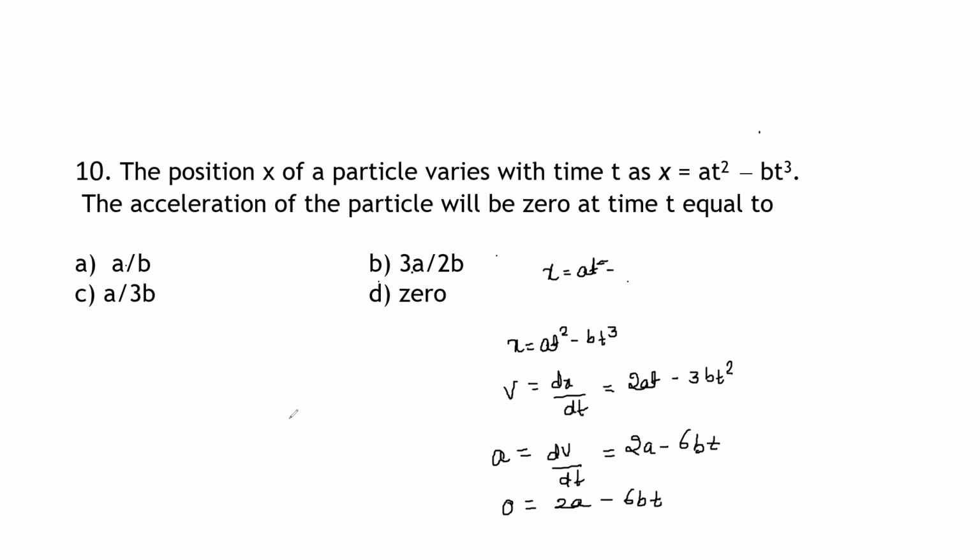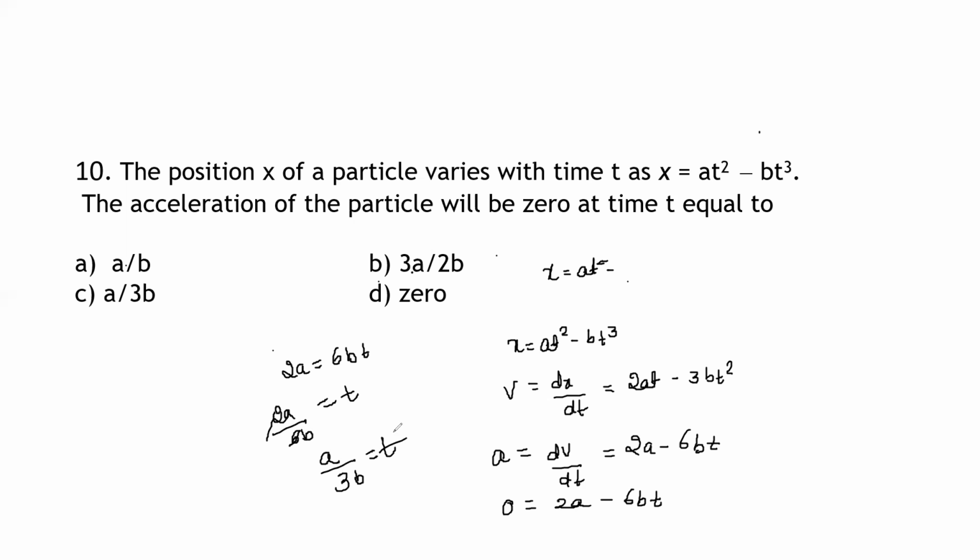So simplify this equation. How can we simplify? That is 2a is equal to 6bt. Therefore, t is equal to 2a divided by 6b. 2 ones are 2, 2 threes are 6, that is nothing but a divided by 3b is equal to t. So option C is the correct option here. Option C is the correct option.